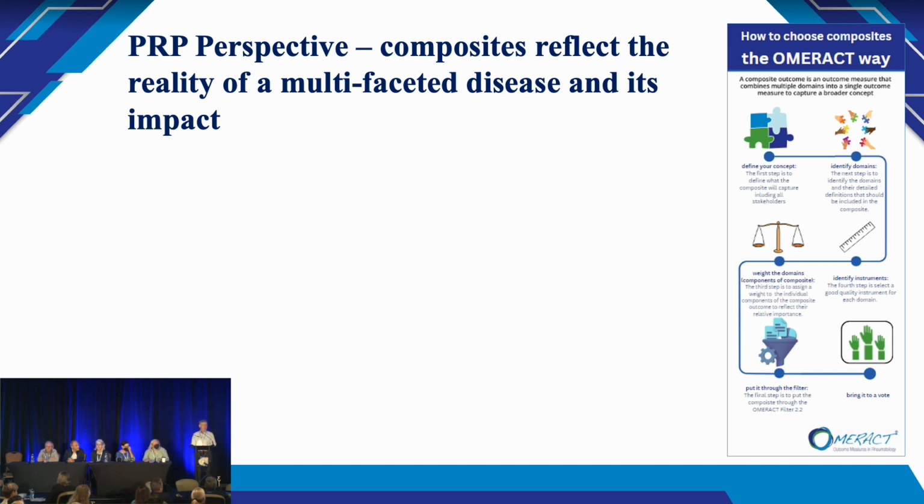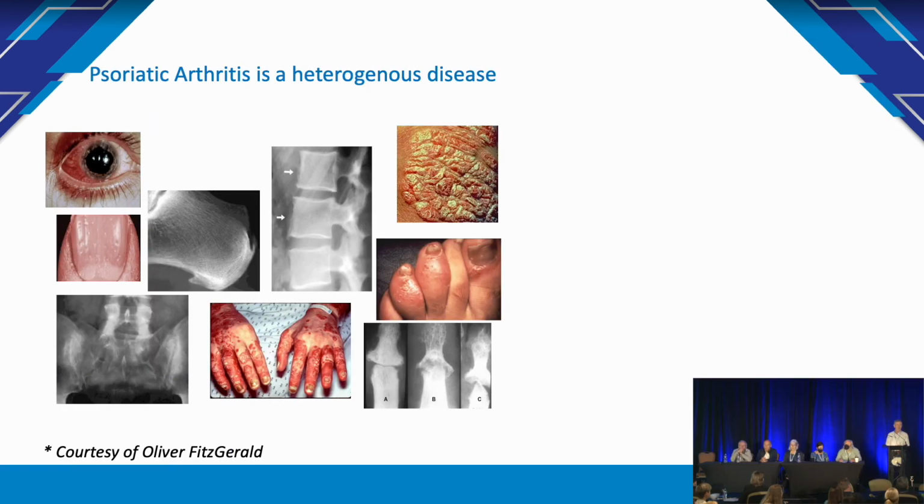I have been involved in GRAPPA and also in the discussions around composite measures within psoriatic arthritis. That's a condition that I have. And right from the start, I've been very interested in these composites. I think specifically for PsA, we need these instruments because it's a very heterogeneous disease. As you can see here, it can have uveitis, spine involvement, enthesitis, dactylitis, nail involvement, joints, skin. So it's quite a broad range of symptoms.